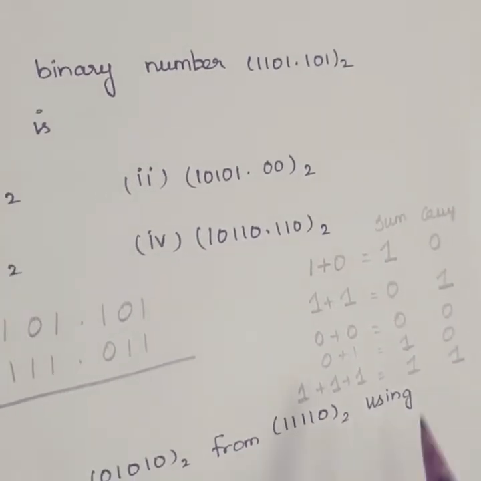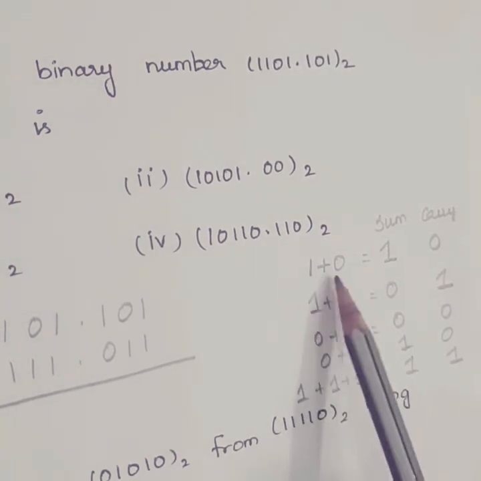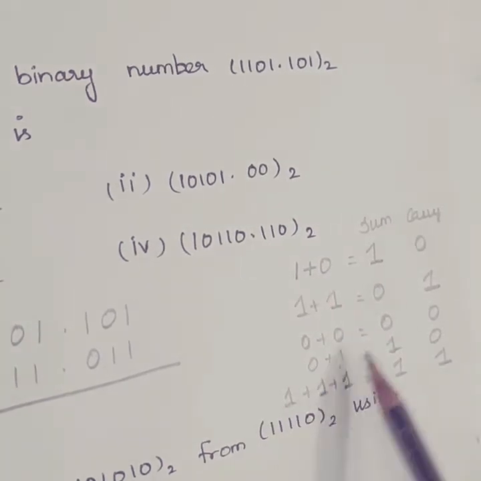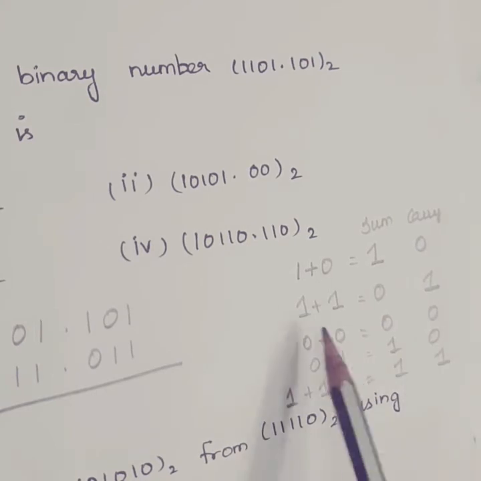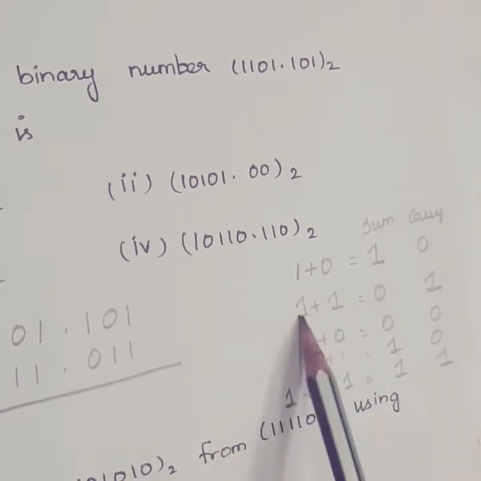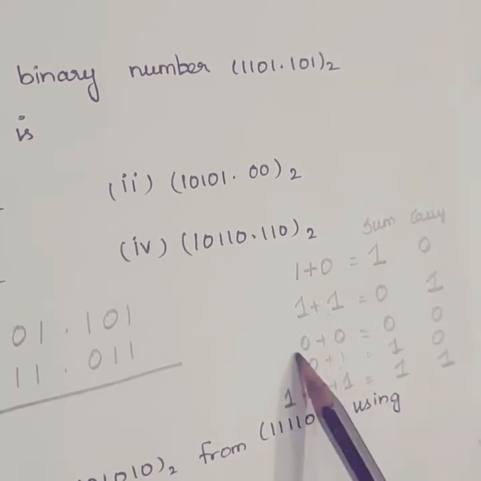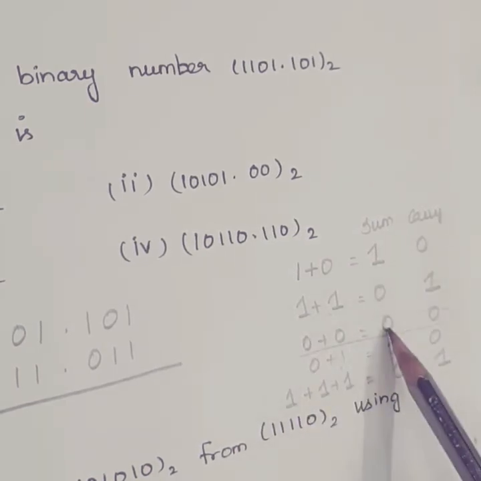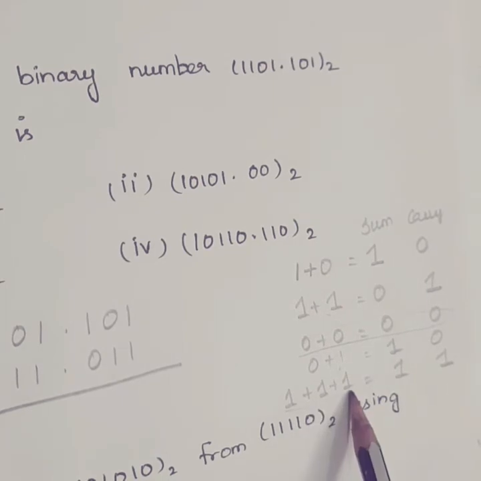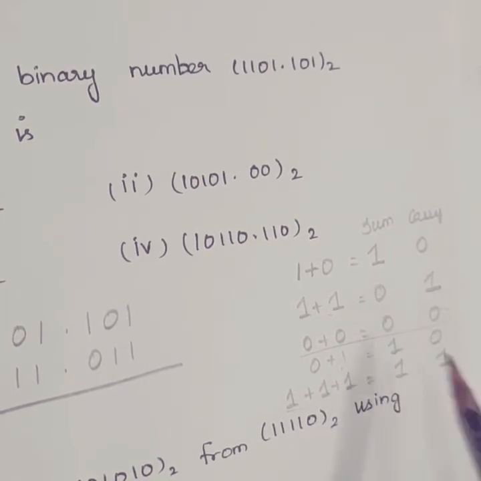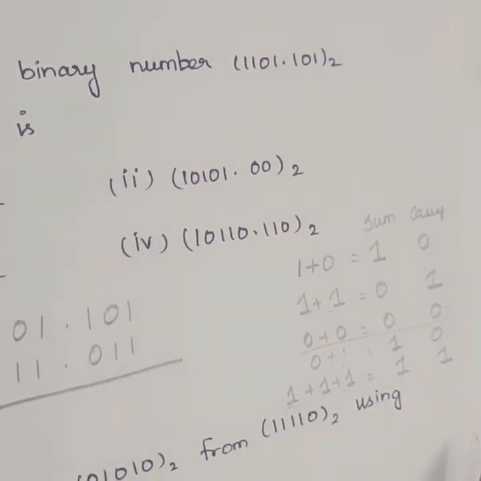You just remember, either 1 plus 0 or 0 plus 1, sum is 1 and carry is 0. If both the inputs are 1, 1 plus 1 means sum 0 and carry is equal to 1. You all know this, 0 plus 0 means definitely 0, and if there are three ones, it means sum 1 and carry 1. This is the binary addition rule.